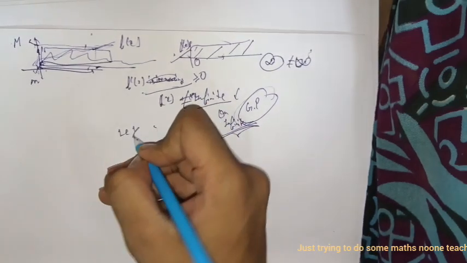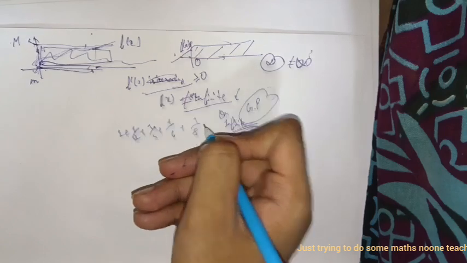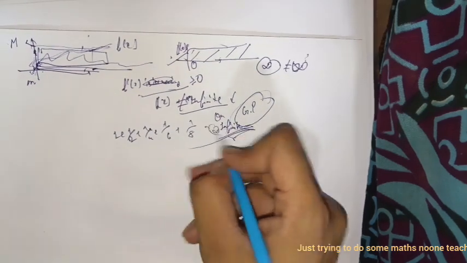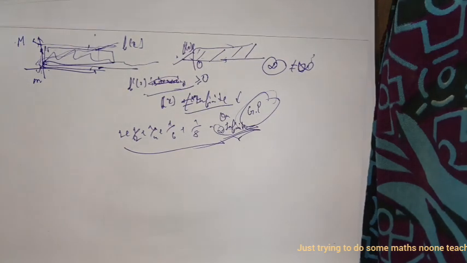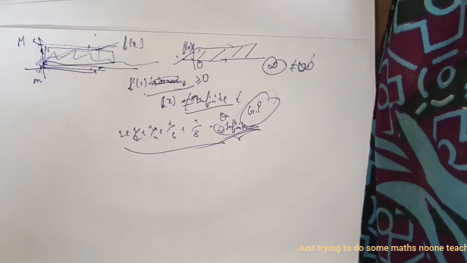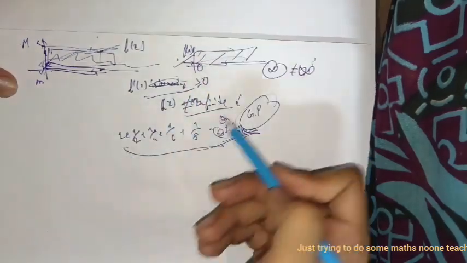For example, let me see, 1 plus 1 by 2 plus 1 by 4 plus 1 by 8 up to infinite. This value would be some finite value. Okay, understood? Yeah, so it should be like this.